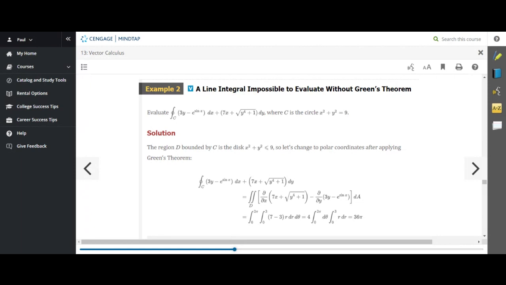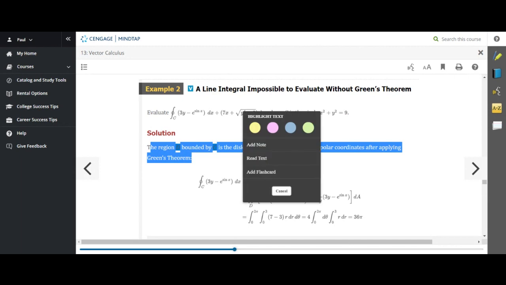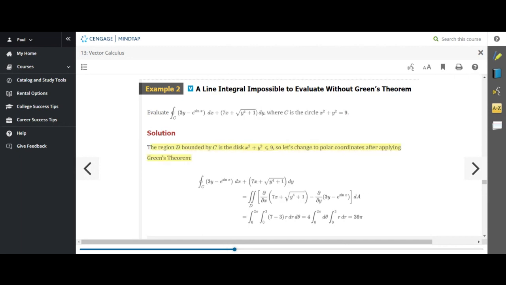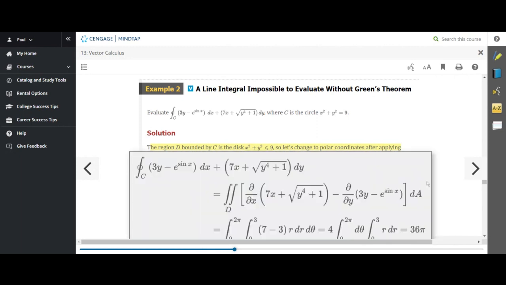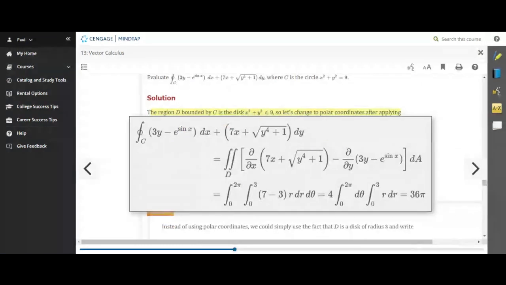So here, let's take a look. In the solution, the region D bounded by that circle is the disk. So let's go to polar coordinates. And they do so, but not yet. First of all, if you look at the highlighted work here.